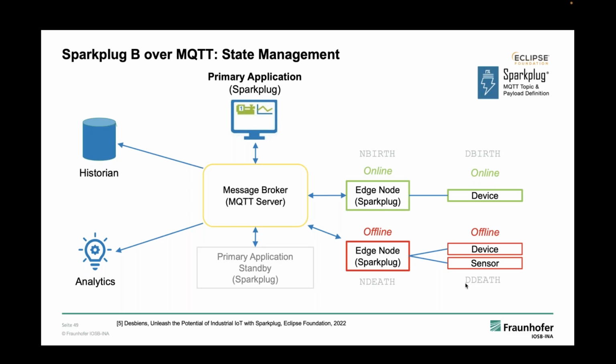So when a device goes offline or a node goes offline, the MQTT broker sets the status to offline and the values to stale, and the primary application, for instance, knows that these values are not updated anymore because the application, the node or the device is offline. Okay, so far an overview about Sparkplug-B.